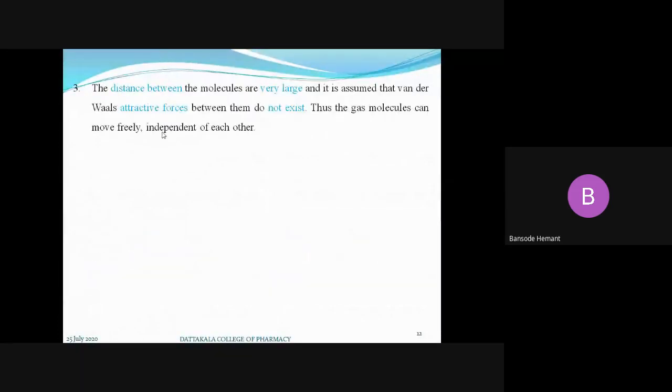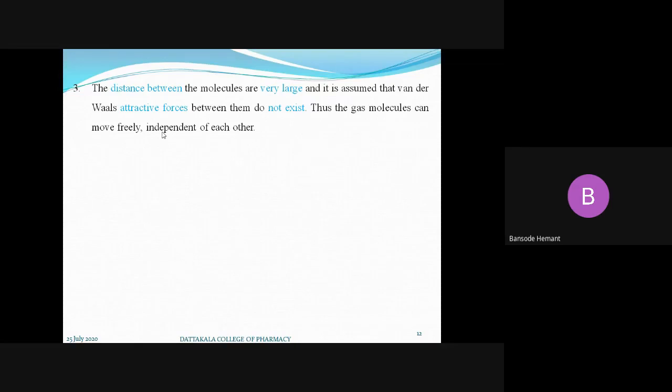The third assumption of the kinetic molecular theory of gases concerns the gaseous molecules present in the vessel. We know that the distance between the gaseous molecules is very large. This is a fundamental property of gases, as we have discussed, compared to solids and liquids. And there is a negligible force of attraction between the gaseous molecules. So as per this theory, it is assumed that van der Waals forces of attraction between the gaseous molecules do not exist. As there are no attractive forces between the gaseous molecules, they are free to move. There are no obstacles. Nothing is there to bind the gaseous molecules together.